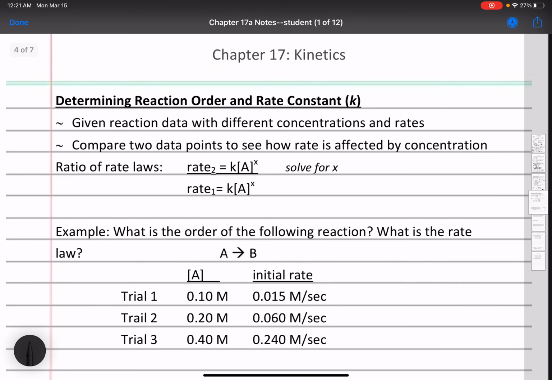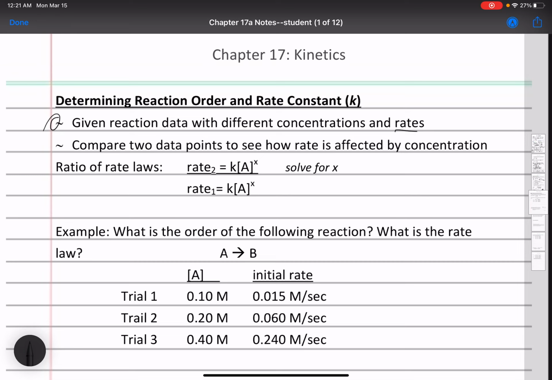Okay, so now that we know what the order means, the order tells us how changing the concentration of a reactant will affect the rate of the reaction. But now we need to figure out, how do we know if a reaction is first order, second order, or zero order? And we can only figure that out experimentally. So we have to be given reaction data using different concentrations and measuring the rates at different concentrations of reactant.